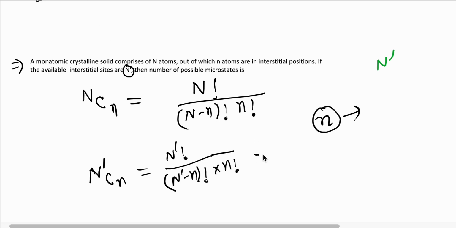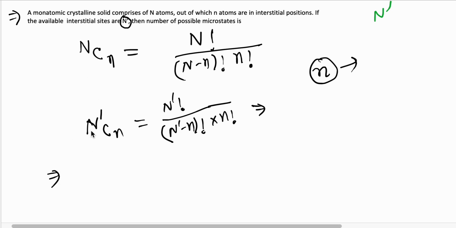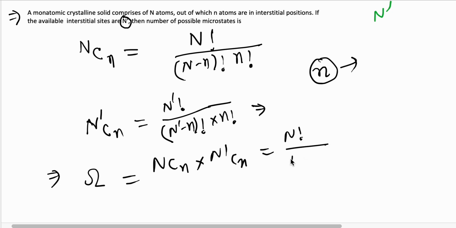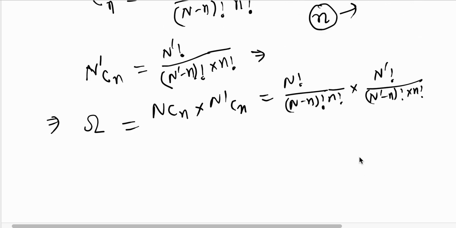So how many ways can we do that? If we multiply these two things, we get the total number of microstates. What is the total number of microstates? It is nothing but nCn into n prime Cn, that is n factorial by (n minus n) factorial into n factorial, into n prime factorial by (n prime minus n) factorial into n factorial. So this is a very simple question. Now we'll move to the next question.